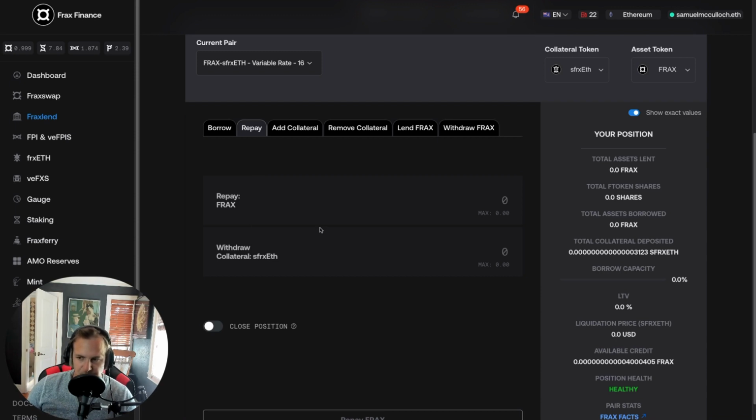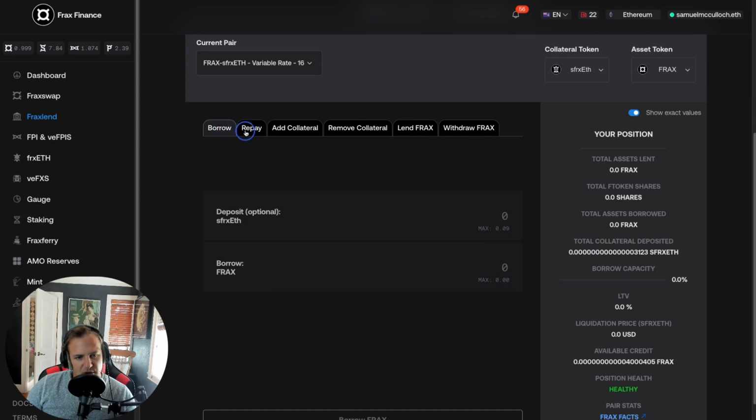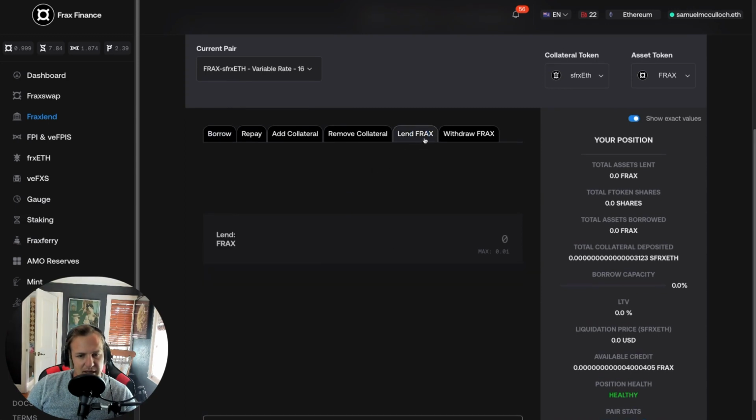The last thing, so everything that we've done so far has been based around my stake Frax ETH, right? Whether to borrow or repay. Everything's been based on the stake Frax ETH. Now, the last thing to look at is the lend and withdraw Frax. So say that you have Frax, right? Let's say you have a lot of Frax. I don't know, could be anything, really. You can come to Fraxlend and you can deposit it and earn a yield.